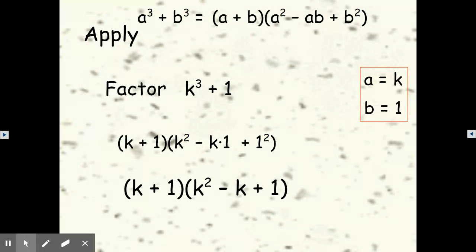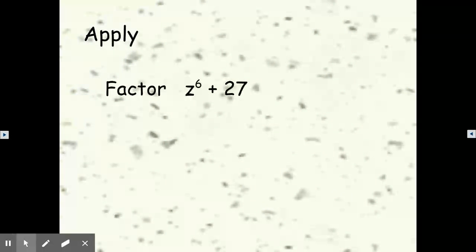I'd like you to be able to recognize that this is a sum of cubes because you have a perfect cube plus a perfect cube. And then I'd like you to be able to factor it into these two parentheses. So that's an example of factoring a sum of cubes. Here's another one. Figure out what's being cubed. Take a second, figure out what's being cubed, our a and b values if you're doing it that way.